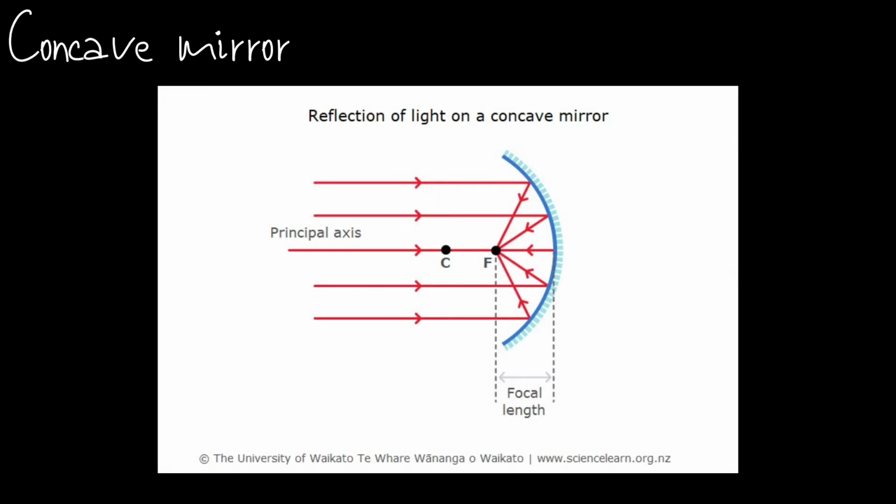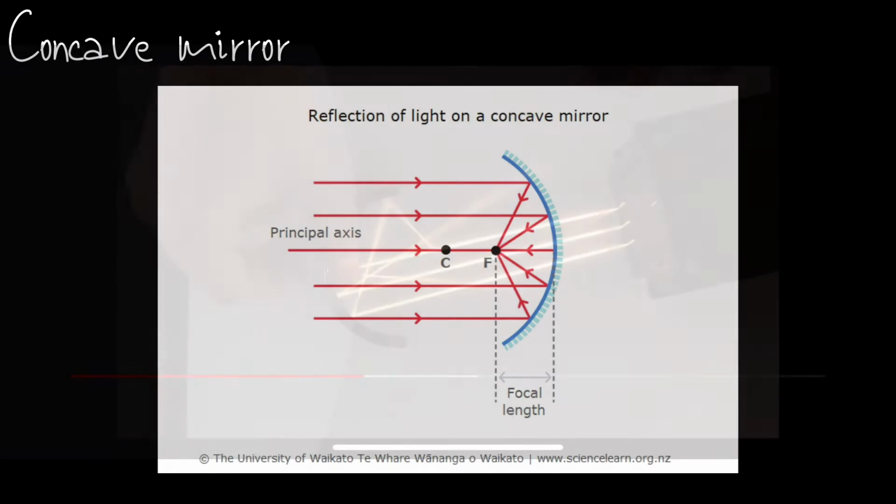Some important things to note in this diagram are the letter C. That is our center of curvature, which means if the reflective surface was a full circle, that would be the center. We also have our principal axis, which is a straight line right through the center until it meets the mirror. F is our focal point, and that's where all reflecting light meets. And our focal length is from the reflective surface to the focal point.